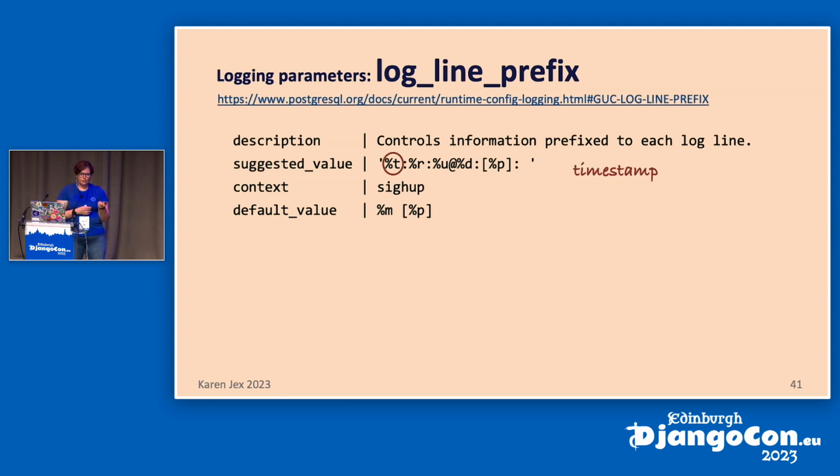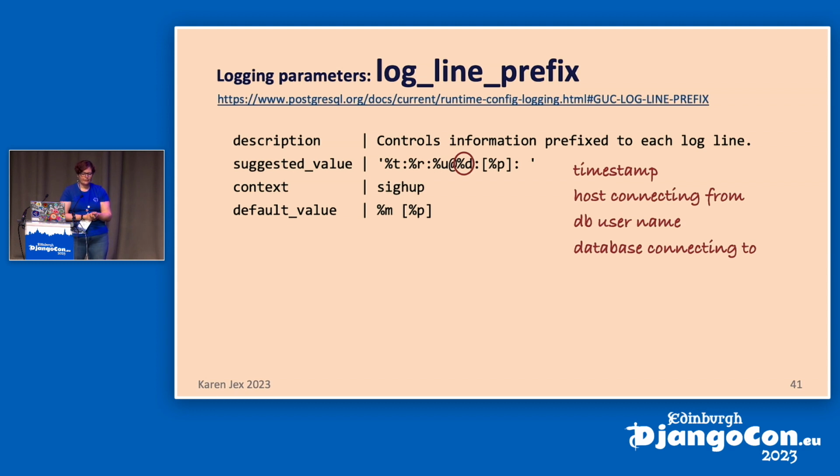I've given an example of a suggested value because I find it useful to have much more information in my logs than that. So I would often do %t so that I've got the timestamp but without the milliseconds, obviously up to you which you prefer. %r to say, these aren't intuitive, but they are listed in the documentation. %r to say which host I'm connecting from. %u to say which user I'm connecting to the database as, and then I've put in the literal character at, %d to say which database I'm connecting to, and then %p for my process ID.